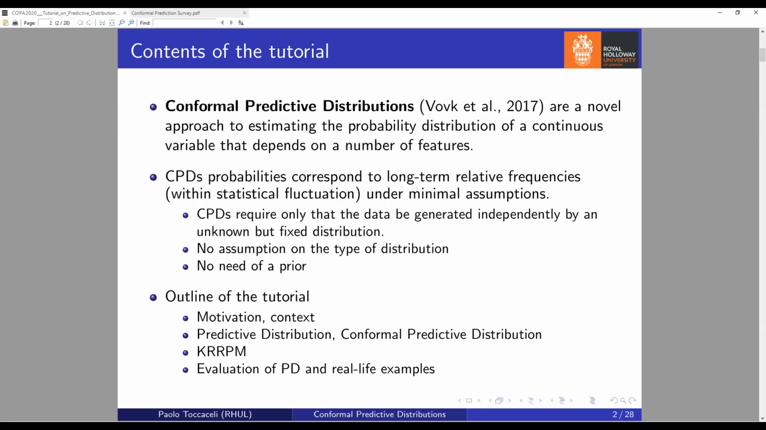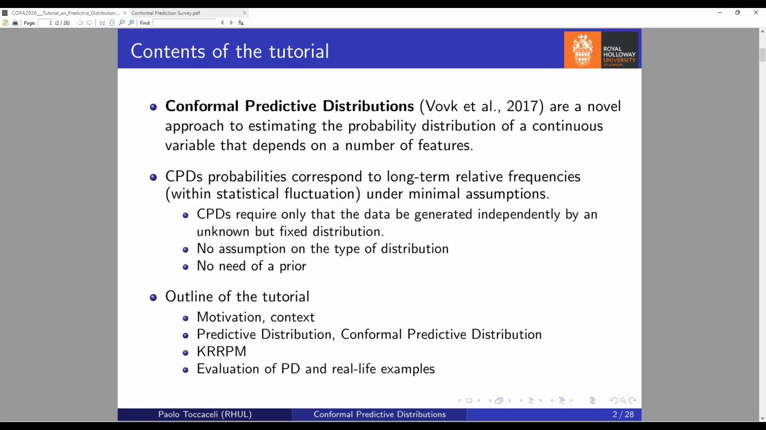So let's start with what conformal predictive distributions are. They are a novel approach to estimating the probability distribution of a continuous variable that depends on a number of features. So you could view it as a form of regression plus probability. As Valery just mentioned, they are a new development. Professor Vovk and others published in 2017, as far as I know, the first paper on conformal predictive distributions.